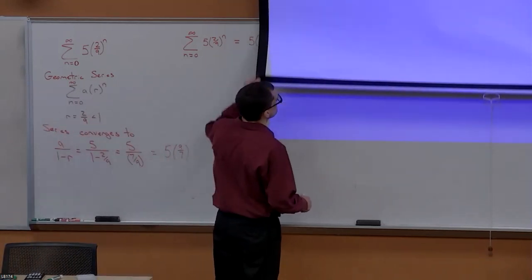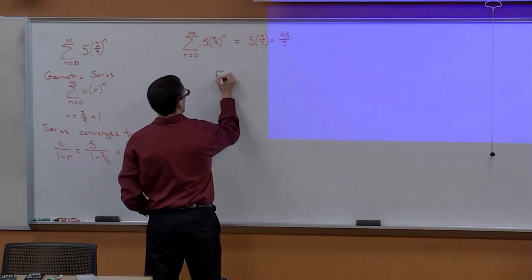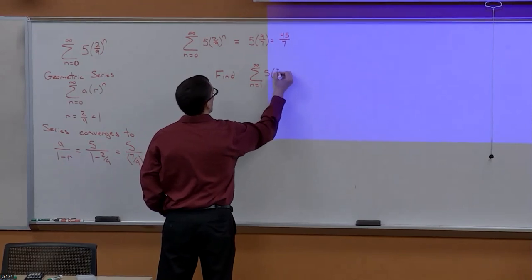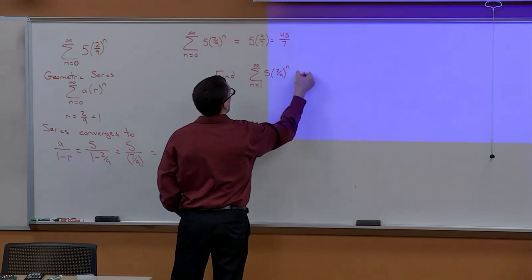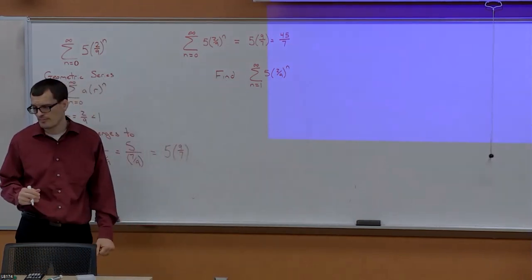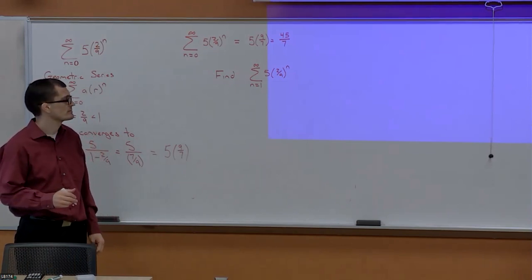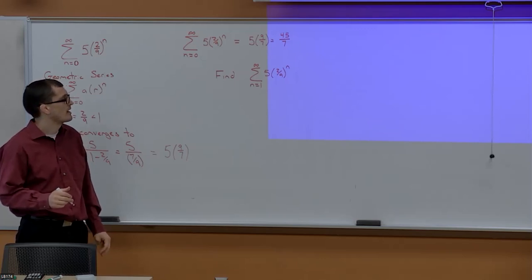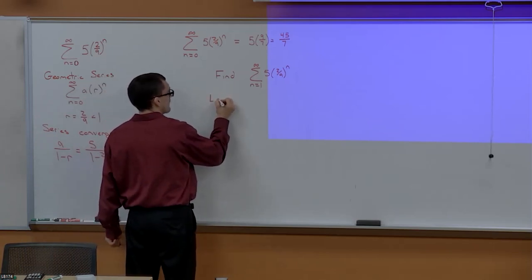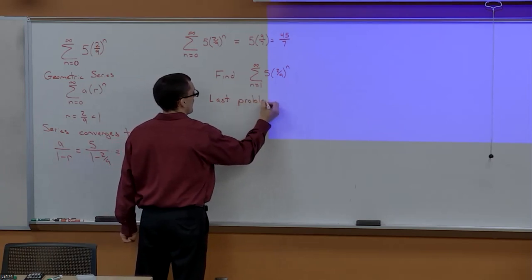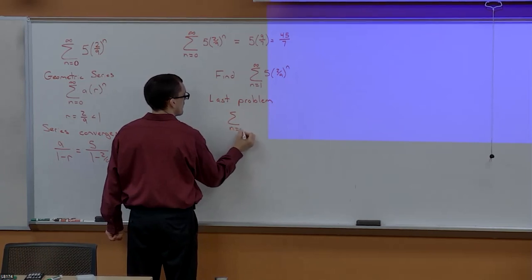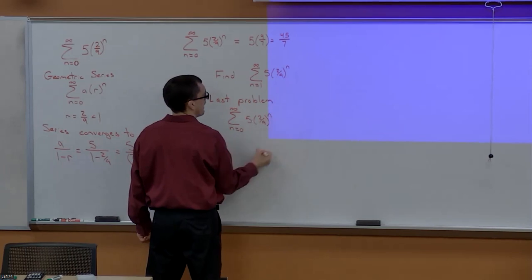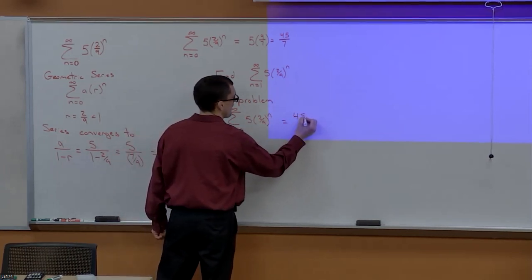So what if we started at 1? We want to find that infinite series. From the last problem, we found that when you go an infinite sum from 0 to infinity of 5 times 2 ninths to the n, you get 45 over 7.